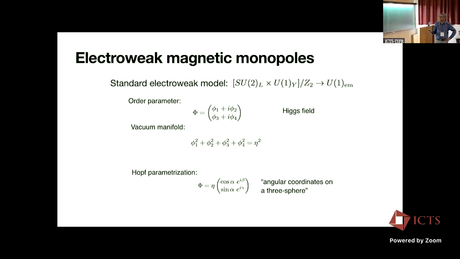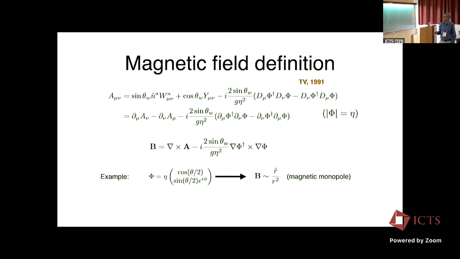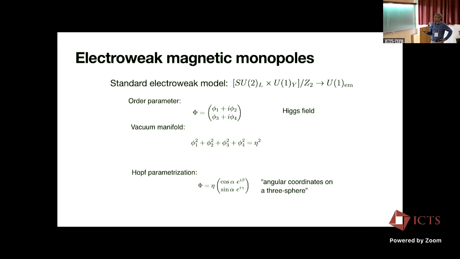So it's in one higher dimension, a 3-dimensional sphere. There's a way to write the 3-dimensional sphere in terms of angles, and that's called the Hopf parametrization. Phi is cosine alpha e to the I beta, sine alpha e to the I gamma. So alpha, beta, gamma you can think of as angular coordinates on a 3-sphere. Again, let's think about how we define magnetic fields in this U1 EM.